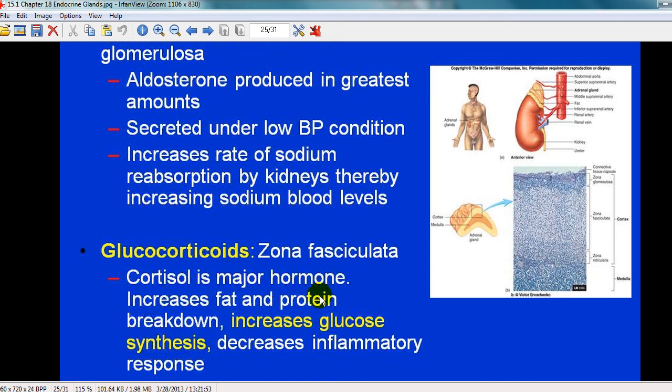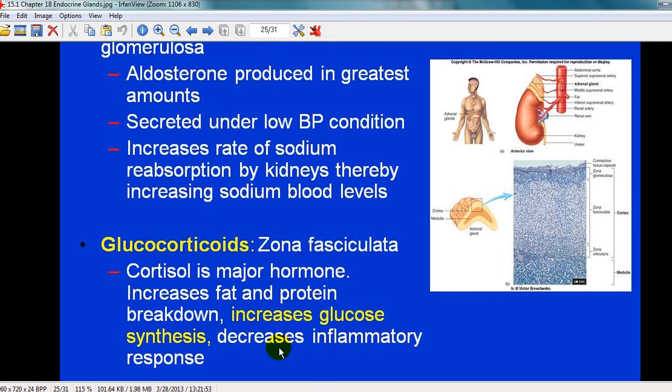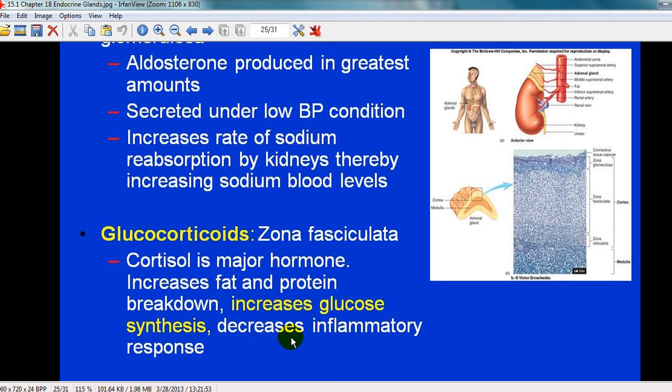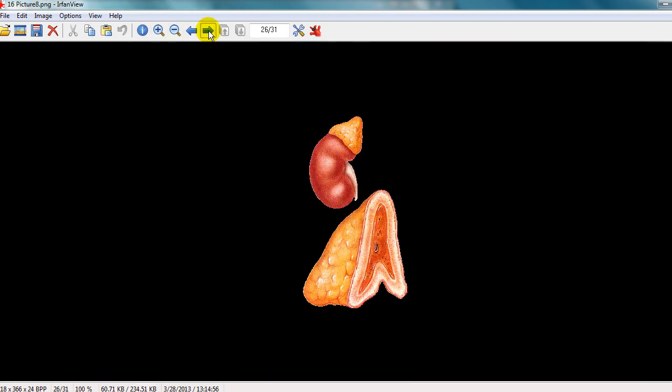Cortisol is the major hormone from this region, and it increases fat and protein breakdown, as well as increases glucose synthesis through gluconeogenesis, and it helps with glucagon function from the islet of Langerhans and its alpha cells. It also will decrease the inflammatory response as healing occurs from damage to an area of the body.